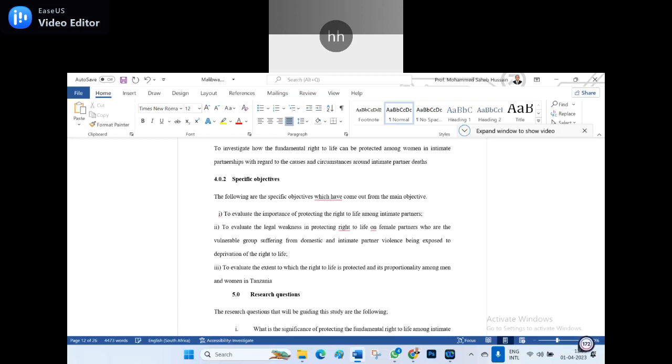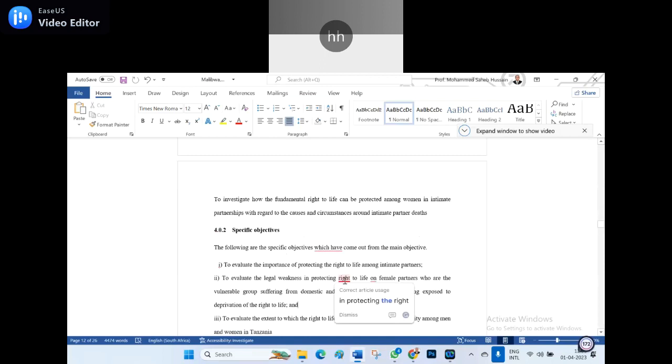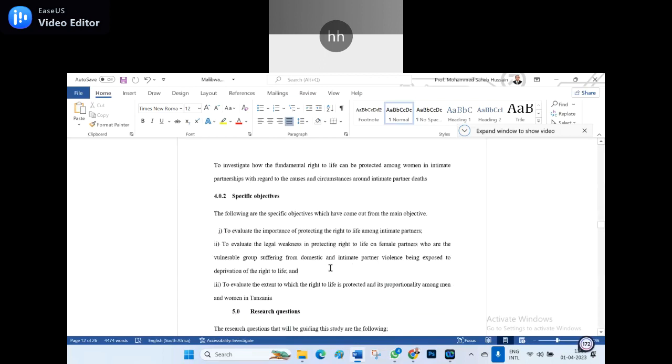Then the third one is there, then you write "and". The third is to evaluate the extent to which the right is protected proportionally among men and women in Tanzania. Now, the general objective is 1 and the specific objectives are 3.